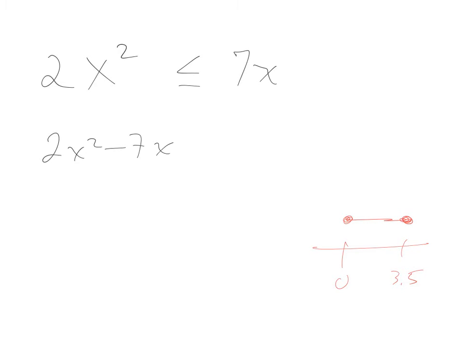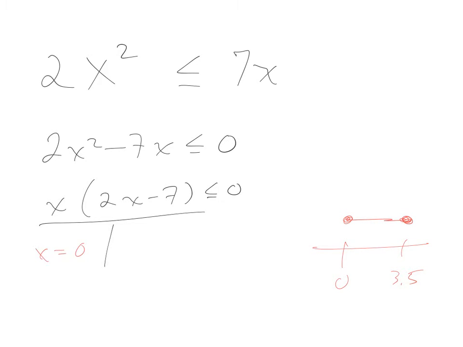Move the 7x over, factor out x, factor this answer, get the solutions. We call these solutions. But are they really solutions? No, they're critical points. You call them your boundary points, whatever you'd like to. Okay, those are your boundary points right there.